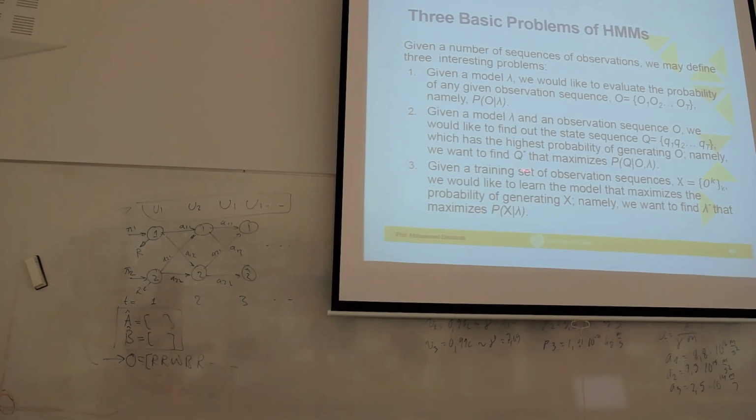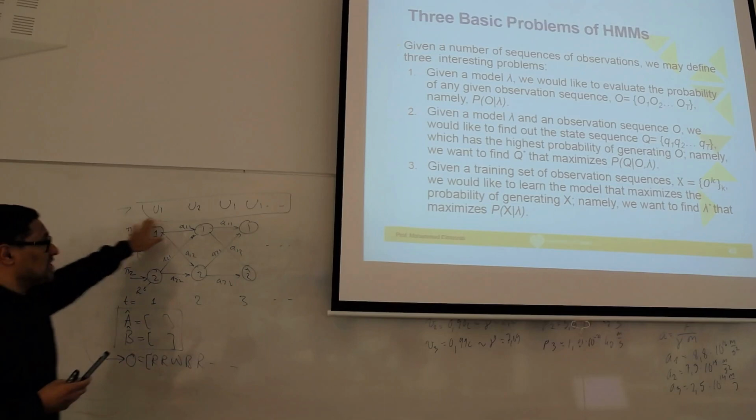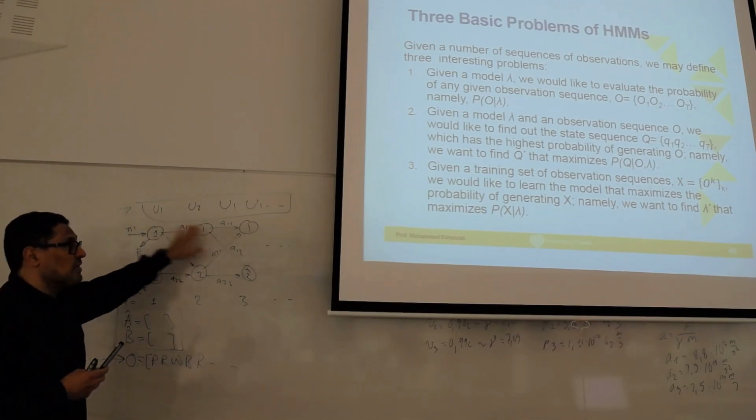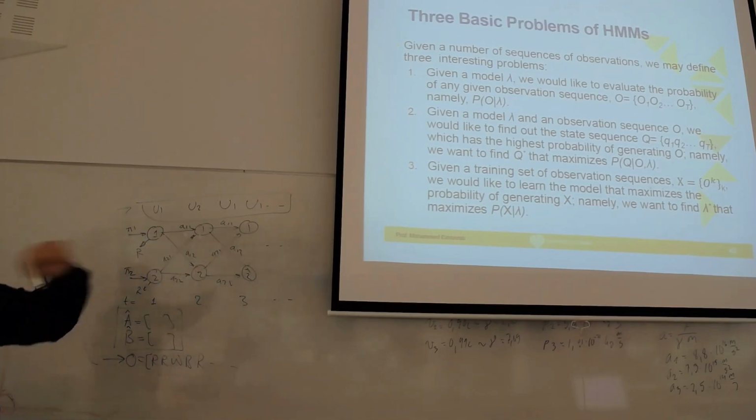So now, in the second problem, we are looking to find the optimum states which maximize the probability of the states given the observation and the model. So we have the model, we have the observation, but we are looking for the states. It is like retrieving or solving the problem. The third one is the learning part.